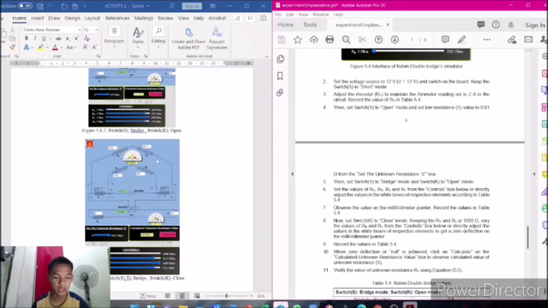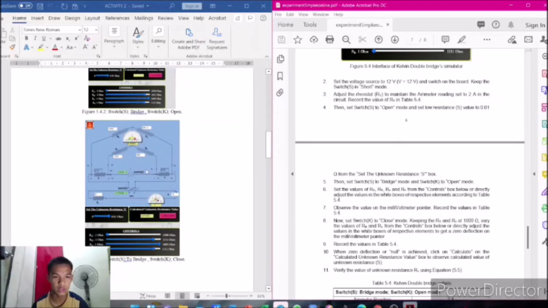Now set switch K to close mode. Keep RA and RA small at 1000 ohm. Vary the values of RB and RB small, RB to 961.3 ohm, RB small to 999 ohm. Directly adjust the values in the whiteboard to get a zero deflection on the millivoltmeter pointer.